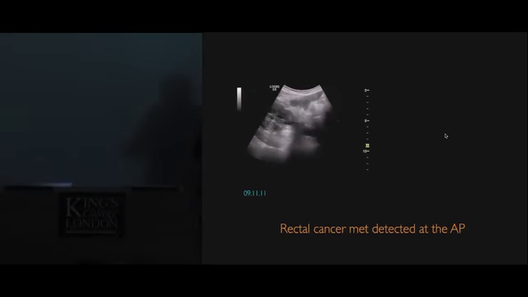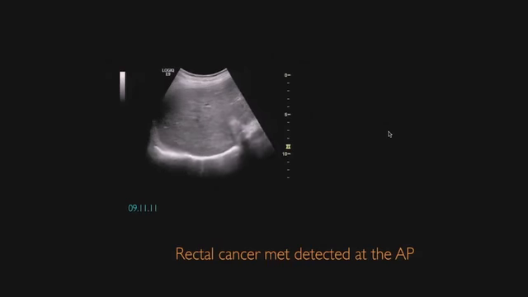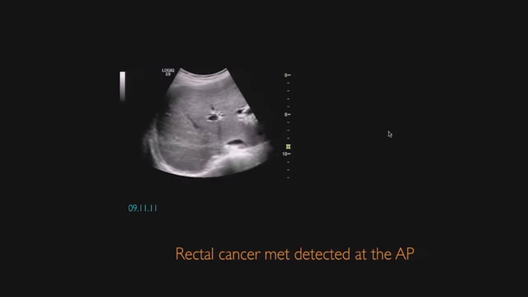So just have a look. So this is a daily challenge. Are there any metastases?